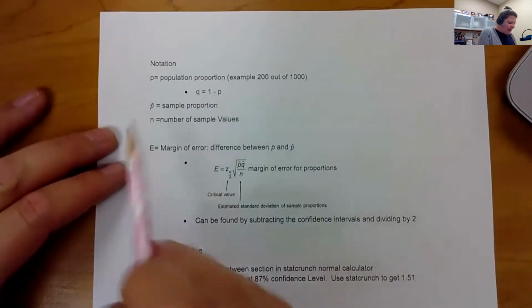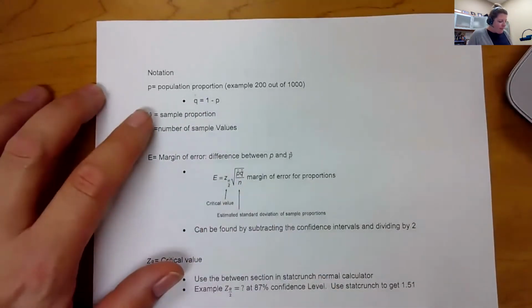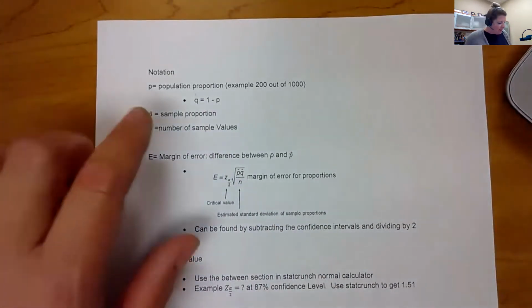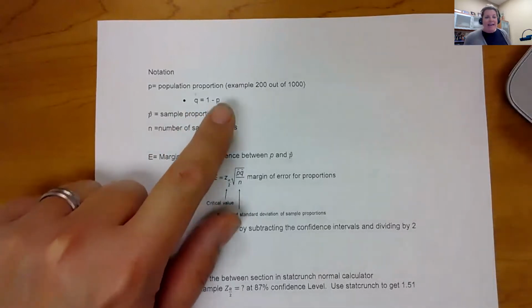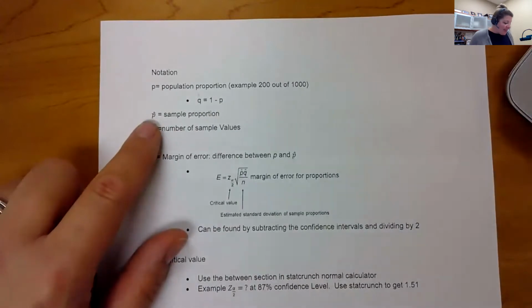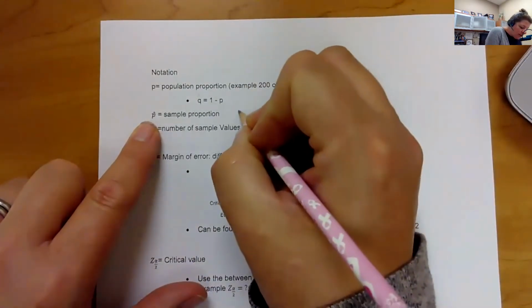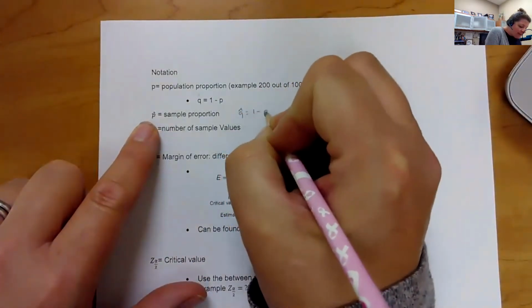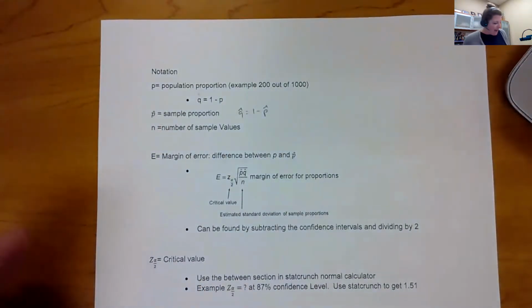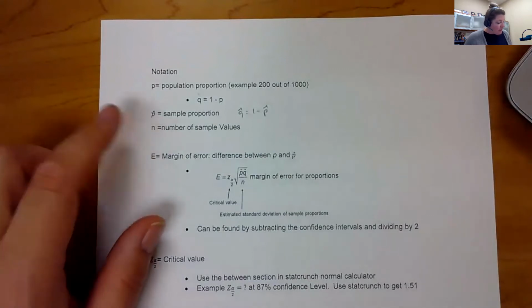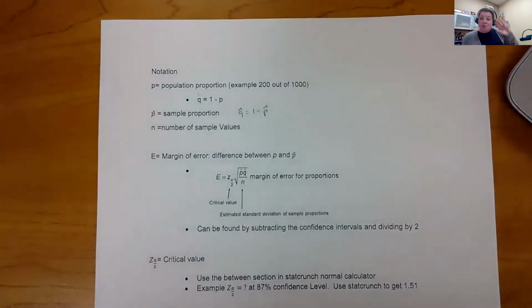Okay, so here's some notation. If I use P, I'm talking the population's proportion, and Q is going to be 1 minus that. If I'm talking the sample, I add the hat, so I could also say Q hat is equal to 1 minus P hat. That's called a hat. It does look like a hat. Okay, so basically the relationship between P and Q is 1 minus.